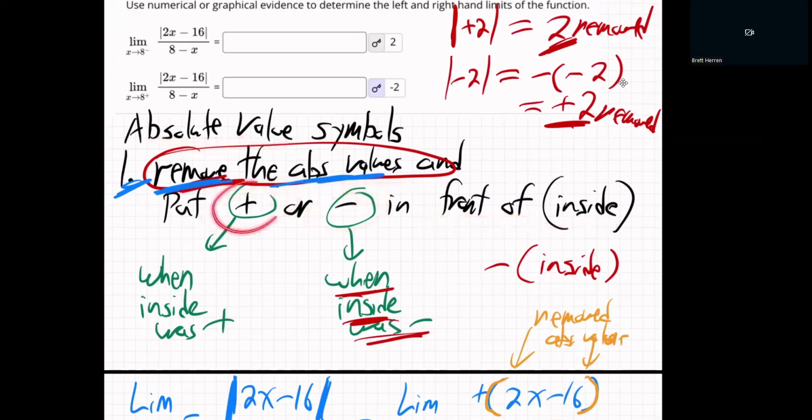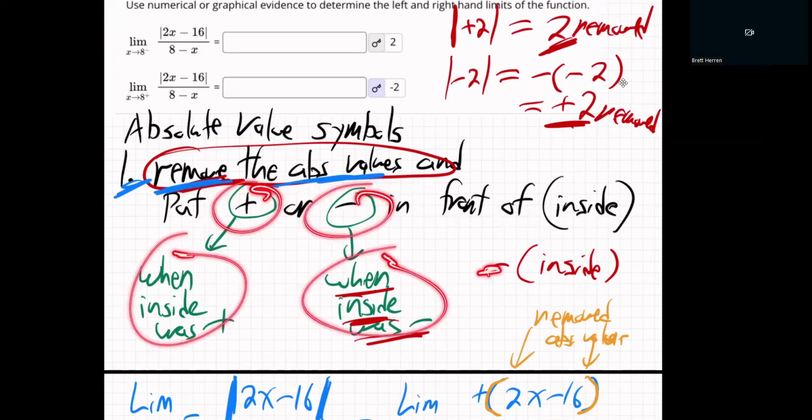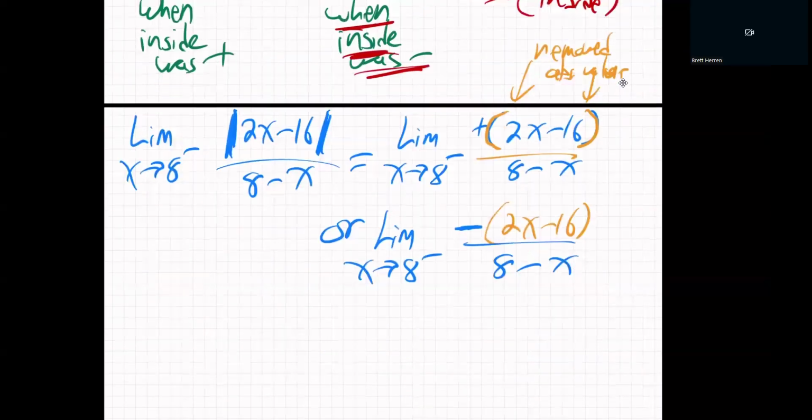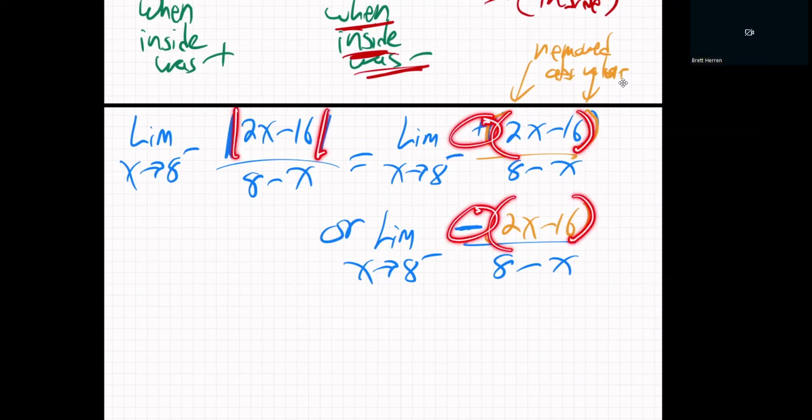How do you know? Put a plus in the front when the inside was already positive. Put a minus in the front when it was negative, because that way two negatives, like right here, negative and negative, will make it positive. That's how absolute values make negative things positive: they put another negative in the front, two negatives make it positive. So I've got to come back here and go, okay, these absolute values are going to either have a plus in the front or a minus in the front of the whole inside, no more absolute values, just parentheses. How do you know which one's right?